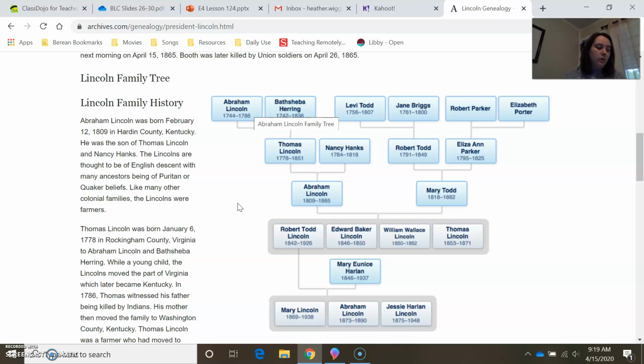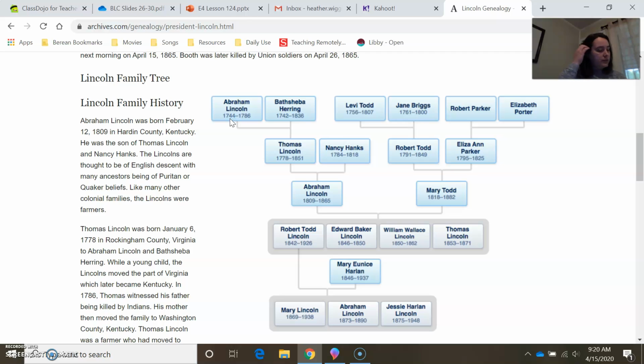In what year was Lincoln's grandfather, Abraham Lincoln, born? Well, we start here. This is our Abraham Lincoln who was president. This is his father. This is his father's father, his grandfather. And his grandfather was born in 1744. So that would be your answer to number 1.